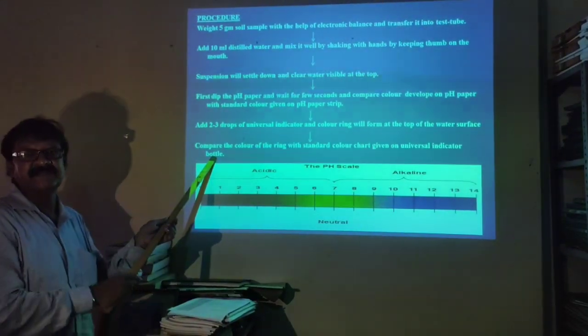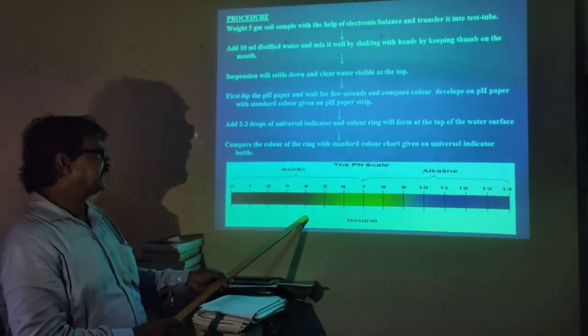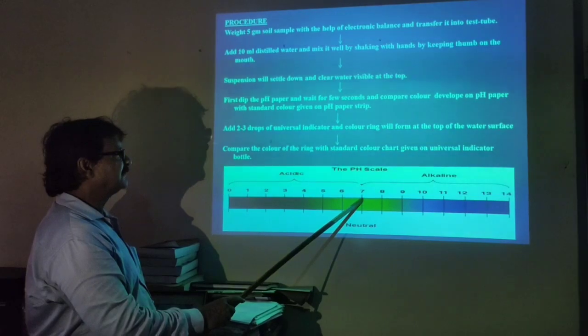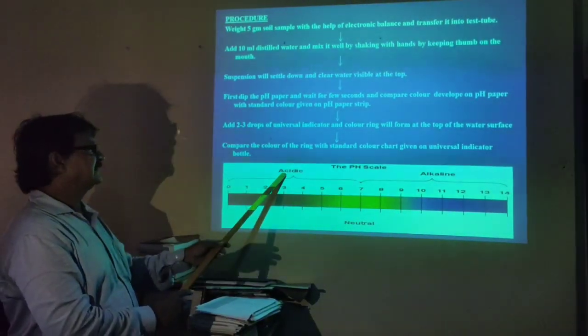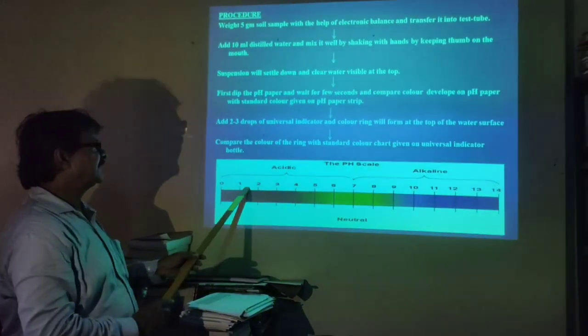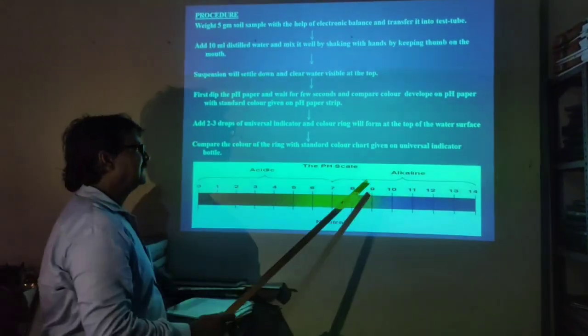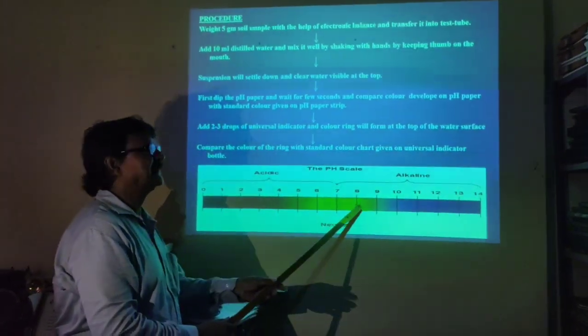Now the question is, what is pH? With the help of this pH scale, student, you know 7 indicates neutral pH. When we move from 7 to 0, we are moving towards the strong acid side. When we move from 7 to 14, it means we are moving towards strong alkaline.